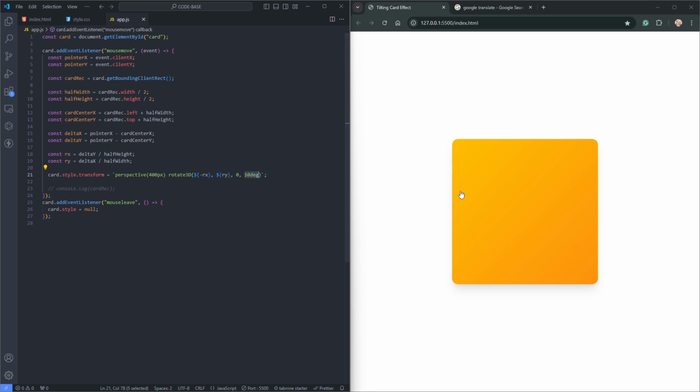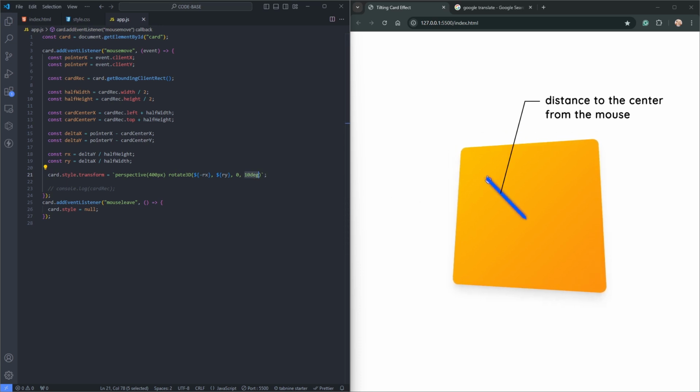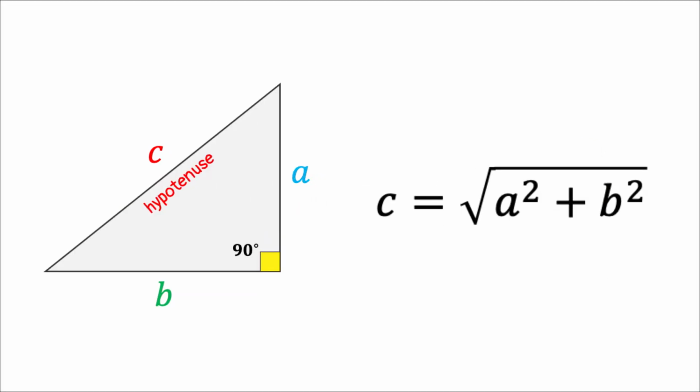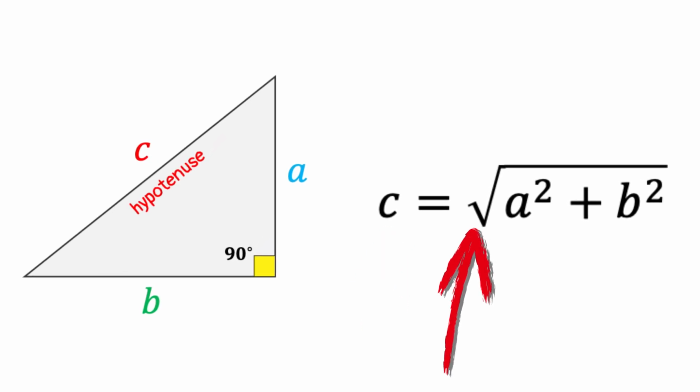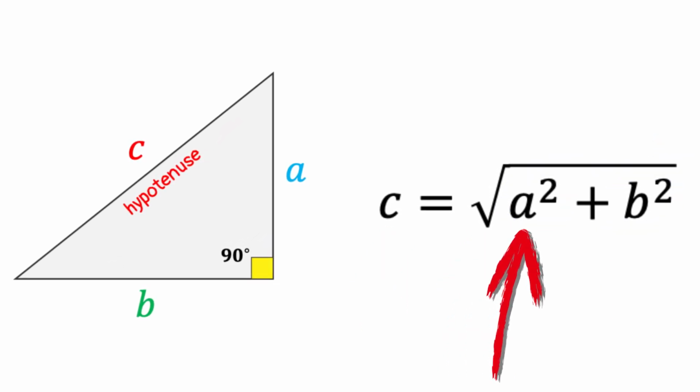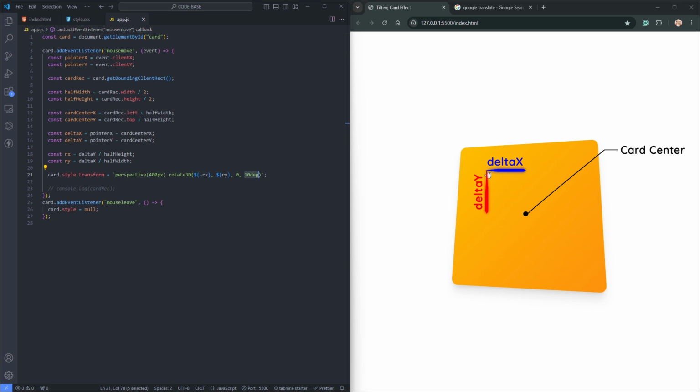Before doing that, we have to find the distance between the mouse cursor and the card center. And for this calculation, we have to use the Pythagorean theorem, where the hypotenuse is the square root of the sum of the squares of the other two sides. The sides are deltaX and deltaY, when the hypotenuse is this exact distance between the mouse cursor and the card center.